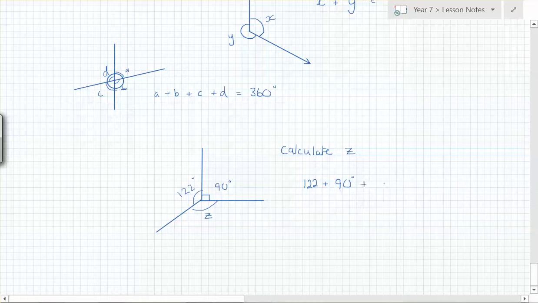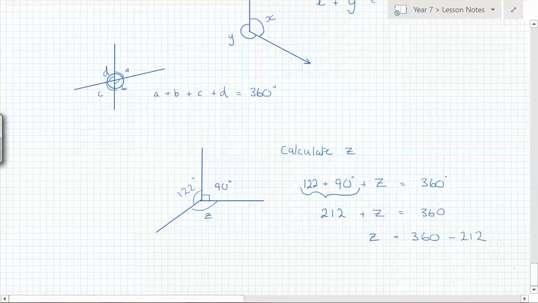So plus Z has to equal 360. First I can add those two up: 122 plus 90 is 212. So 212 plus Z equals 360. Z equals 360 minus 212. It's got to be more than 100, yes, it was a mistake.